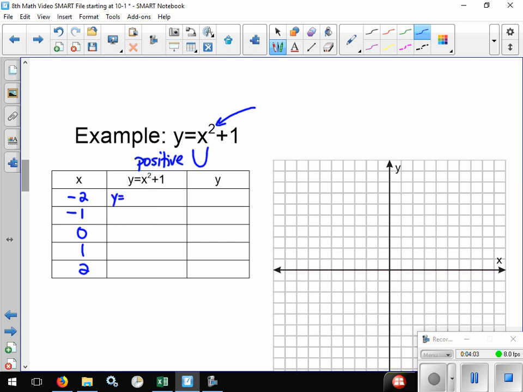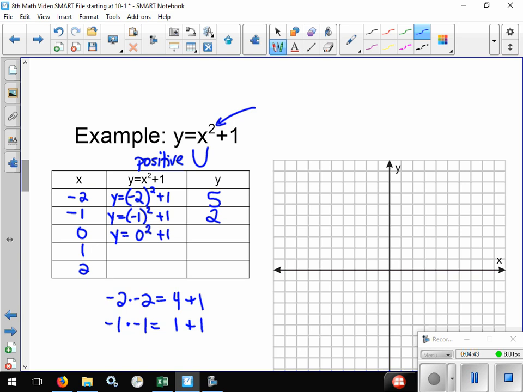So we have y equals negative 2 squared, remember, negative 2 squared plus 1. So remember, it's negative 2 times negative 2, which gives you positive 4. Then we add 1, and we get positive 5. Let's try the next one. y equals negative 1 squared plus 1. So it's a negative 1 times a negative 1, which gives us positive 1, plus 1, which gives us 2. Okay, and then obviously y equals 0 squared is 0. So 0 plus 1 gives us 1.